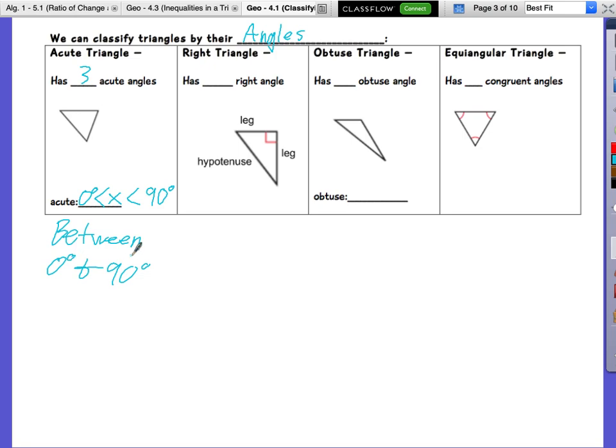A right triangle has 1 right angle, exactly 1 right angle. And it's important to note, lest you forget, that the other 2 angles are acute. The other 2 angles are acute.